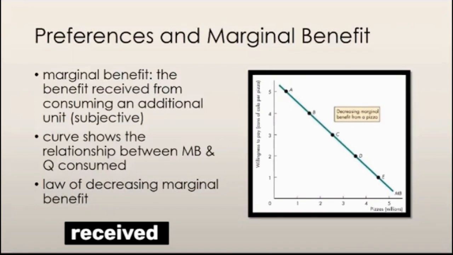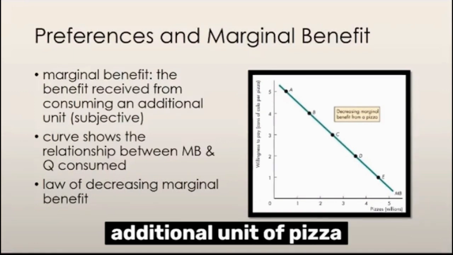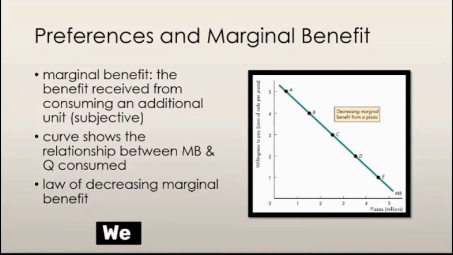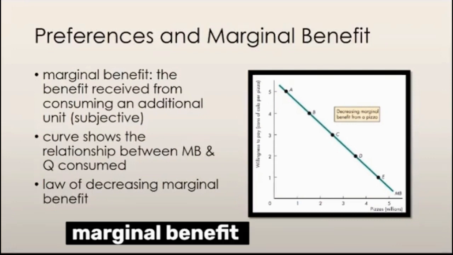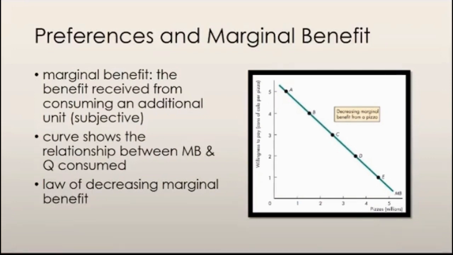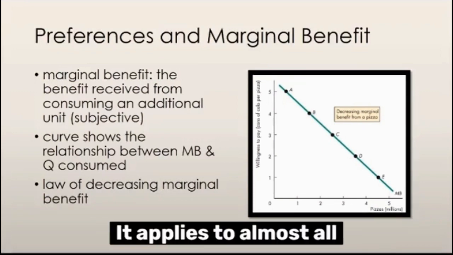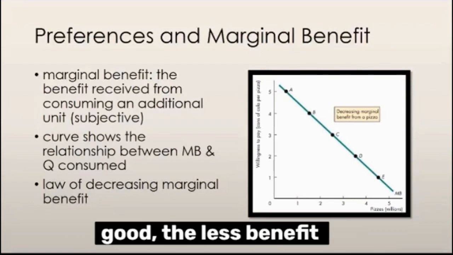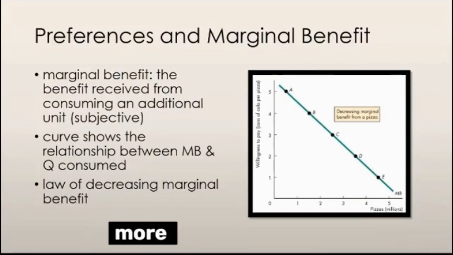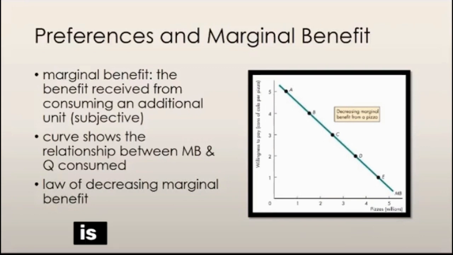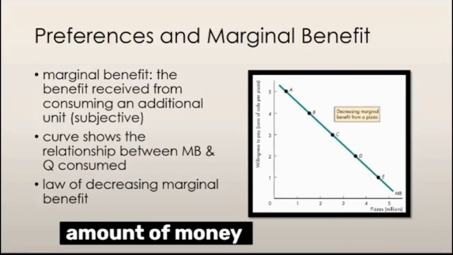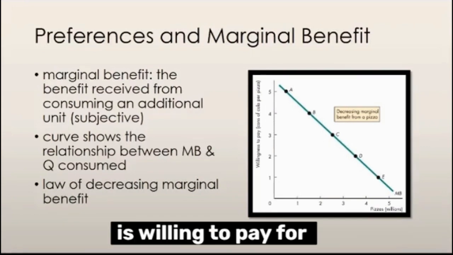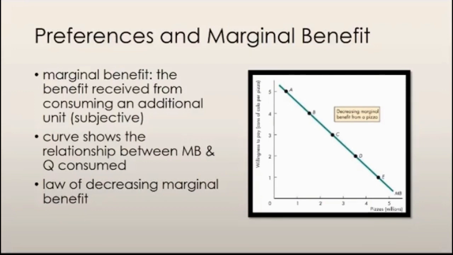It is clear that the benefit received from consuming each additional unit of pizza is decreasing. We can thus say that the marginal benefit of consuming pizza decreases. This phenomenon is known as the law of decreasing marginal benefit. It applies to almost all goods in an economy. The more we consume of a good, the less benefit we gain from consuming even more. Marginal benefit is measured by the maximum amount of money that someone is willing to pay for an additional unit of a good.